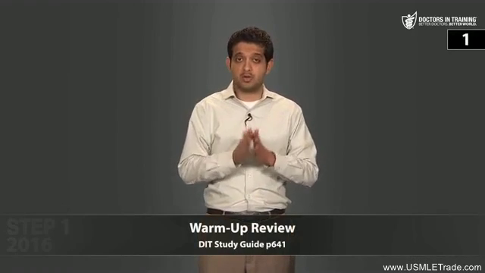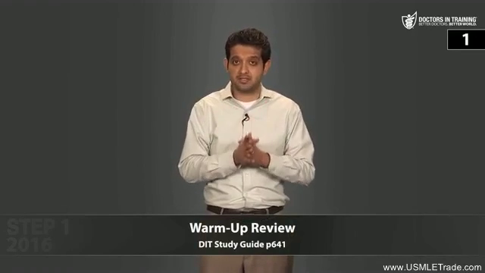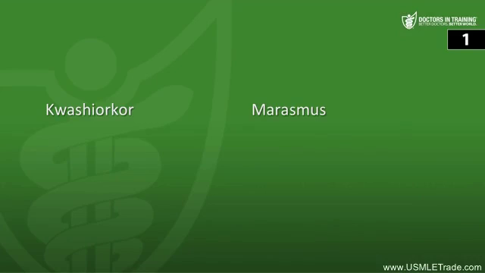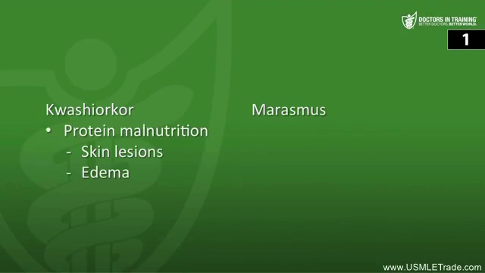What is the difference between kwashiorkor and marasmus? So kwashiorkor is protein malnutrition. So you would see skin lesions, edema, and liver malfunction. So think about the small child with a swollen belly.